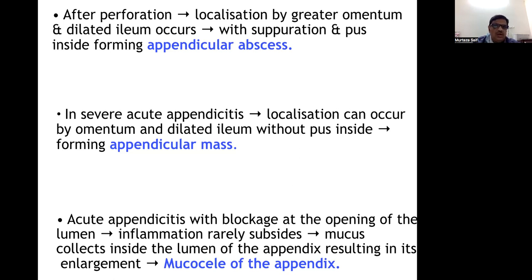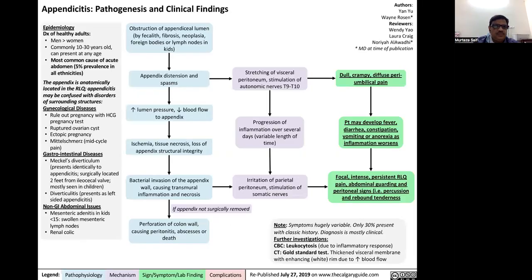So these are mainly all complications of appendicitis, like appendicular lump, appendicular abscess, appendicular perforation, and mucocele of the appendix. These are all complications of acute appendicitis.